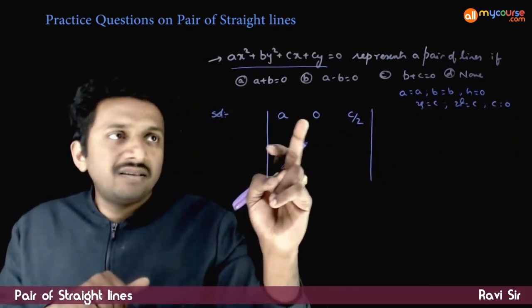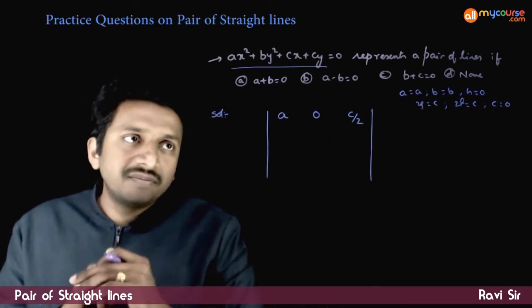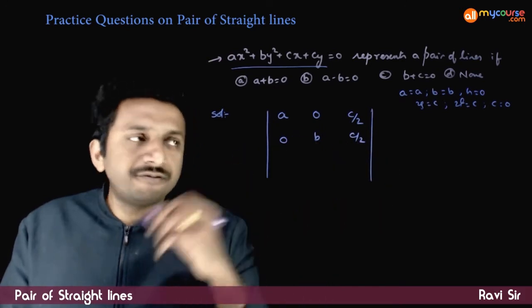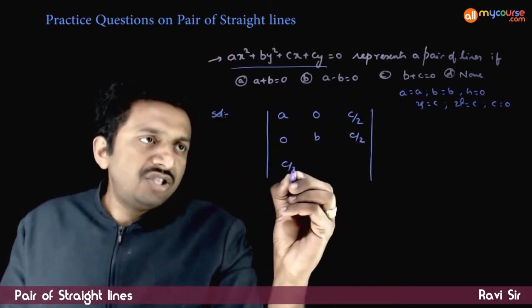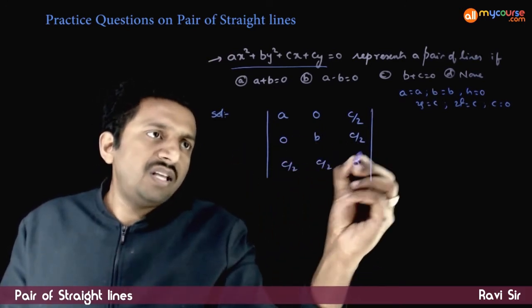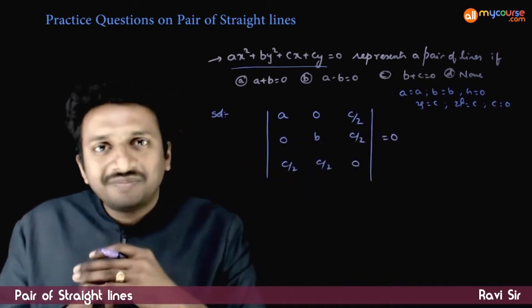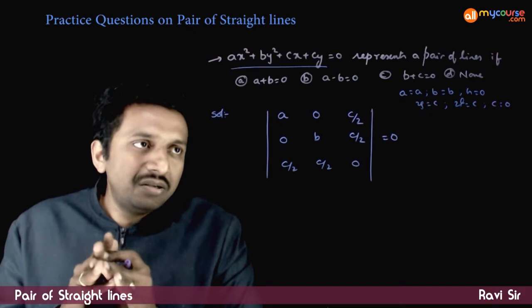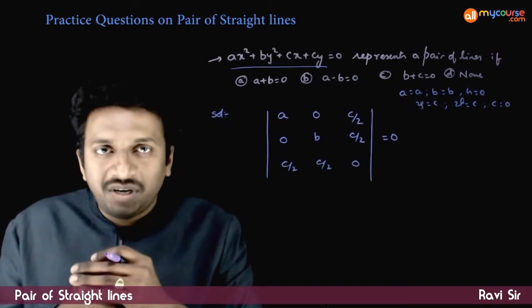So a, h, g, h, b, f, g, f, c has to be equal to 0. So this is the required condition. So you just need to expand the determinant.